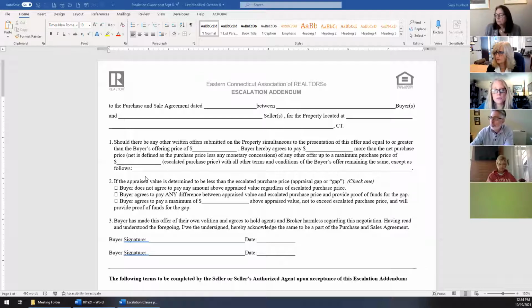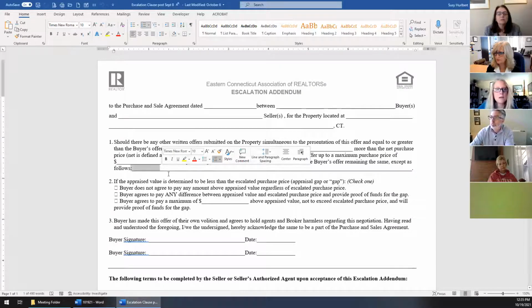It also allows you to change or modify any terms of your original agreement under that last line on number 1. So say you are writing an offer, you submit it, and you find out there are multiple offers. You're going to do a highest and best, and you're going to do an escalation addendum. You fill out section 1 and say your buyer now wants to waive a pest inspection, or maybe give an additional deposit. You indicate what that modification is under "except as follows," that little line right there.